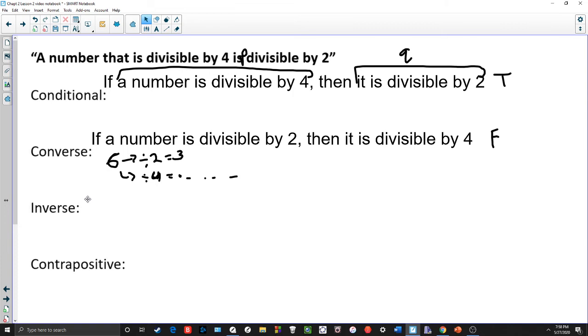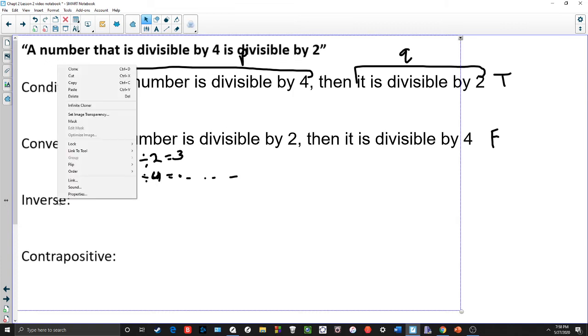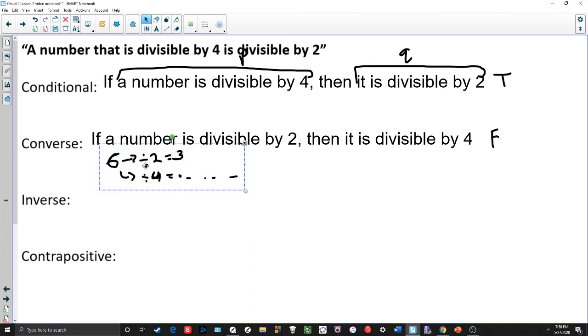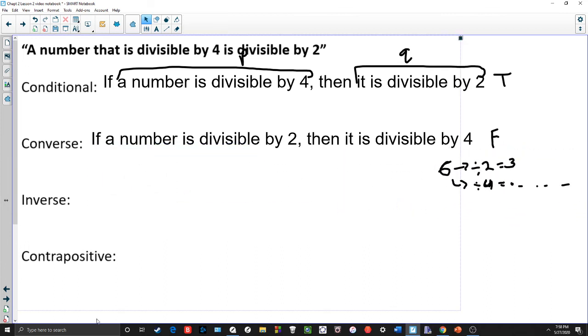Whoops, I need to make sure that stays there. Let me lock that in place real quick. Lock. So that would be my counterexample to prove that it's false. I could also have chosen stuff like 10 or 30. There's a whole bunch of other counterexamples, but that's just one of them, because all you need is one to prove that's false.